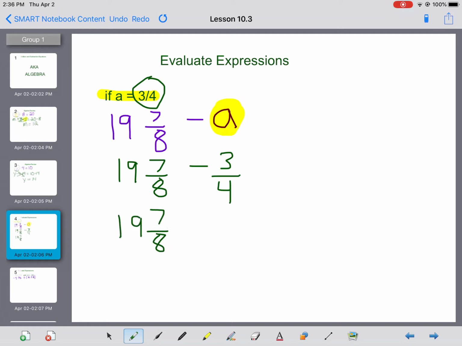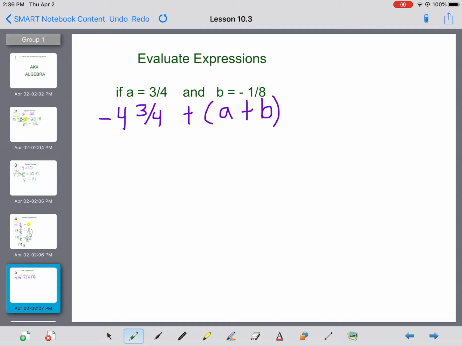In order to solve it, because I'm working with subtracting fractions, I need to change my 3/4 so that I have the same denominator. I'll change it to 6/8. Again, as review, I said, what did I do to the 4 to make it an 8? I multiplied by 2. So I do to the bottom, I must do to the top. 19 and 7/8, take away 6/8, leaves me with 19 and 1/8.